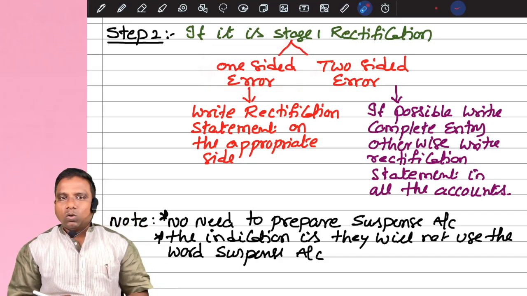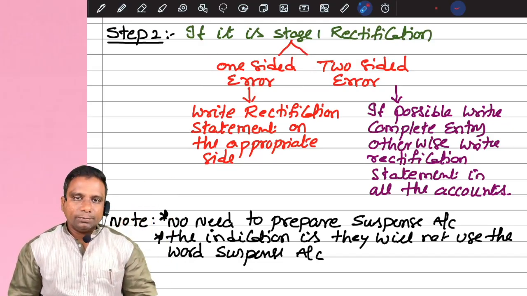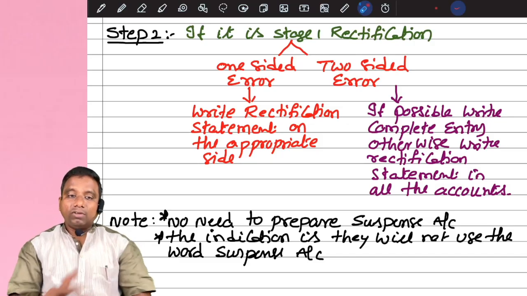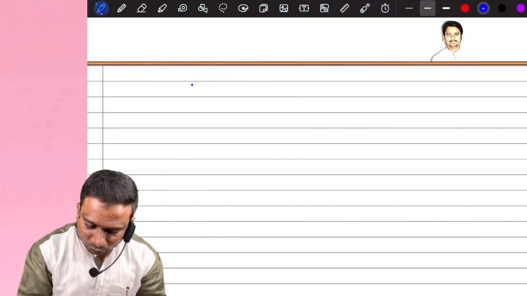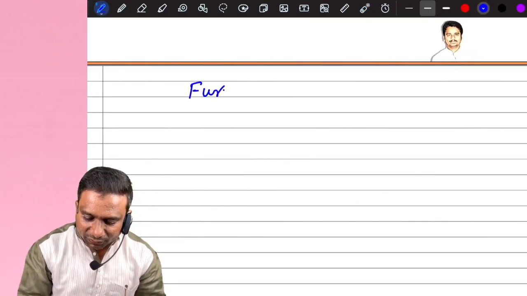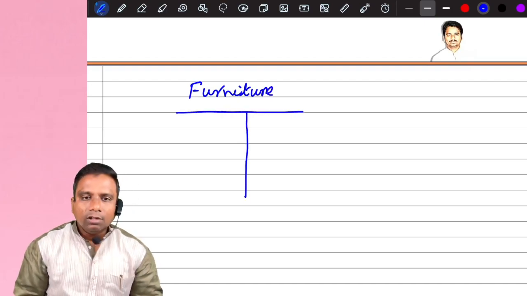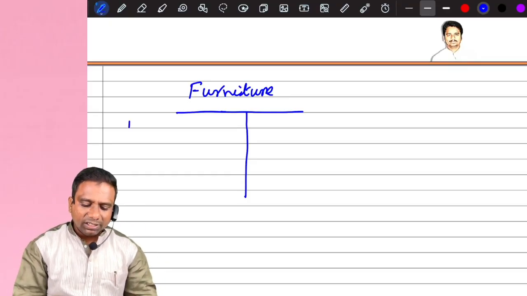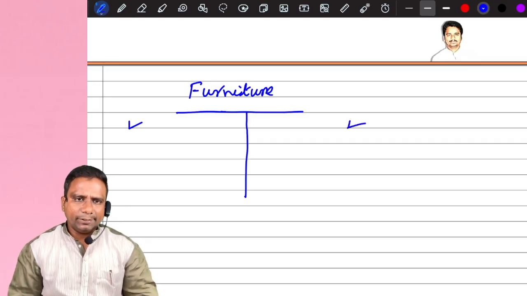So in stage 1, if it is a one-sided error, we go to that account straight away. Suppose the error is in the furniture account. Furniture account, which side do we identify? In case of purchase, the mistake is on the debit side. In case of sale, the mistake is on the credit side.